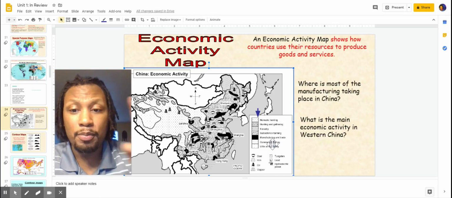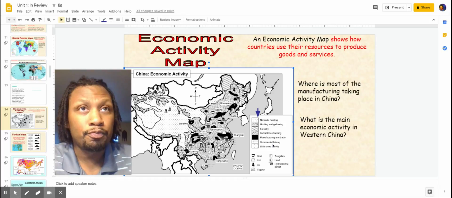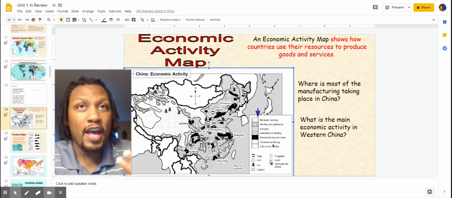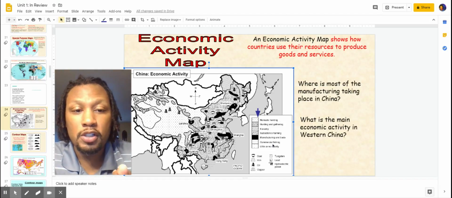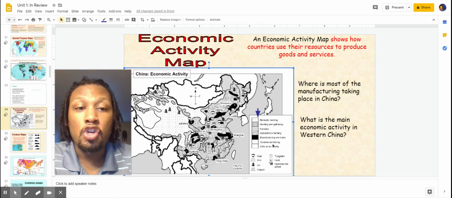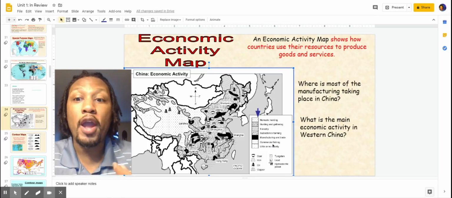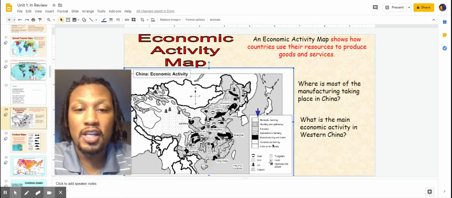Likewise, but in the opposite fashion, what you're attempting to do with the first question, you already have what the economic activity is, and that's manufacturing. All you now have to do is figure out where manufacturing is taking place in China.